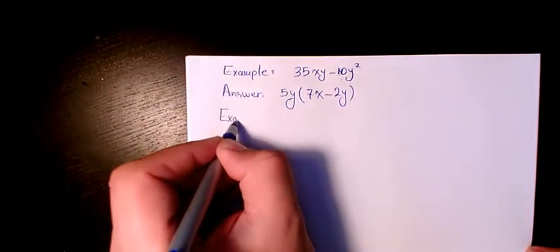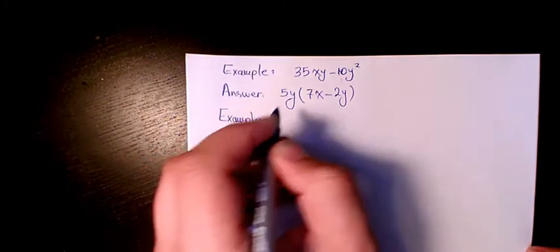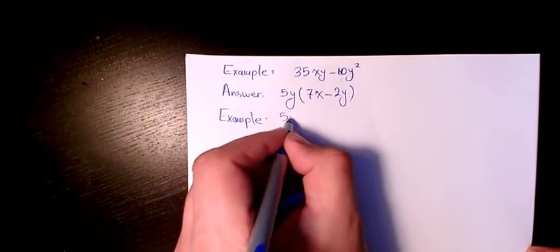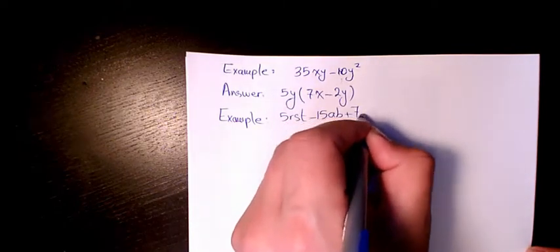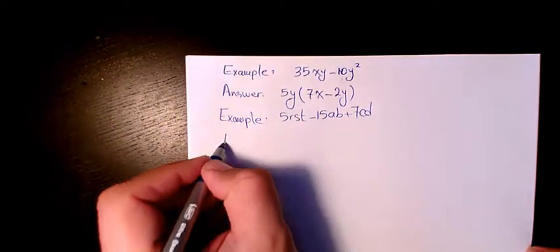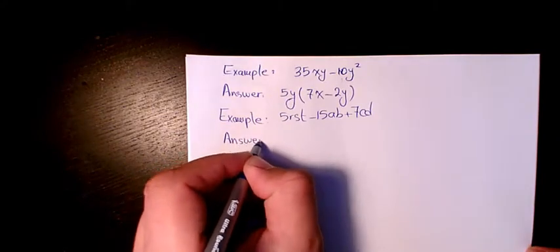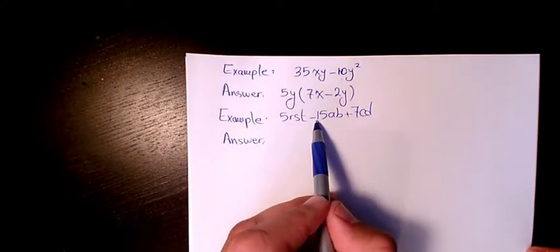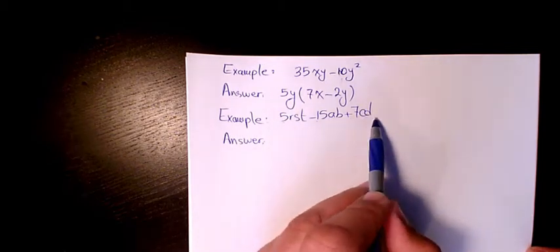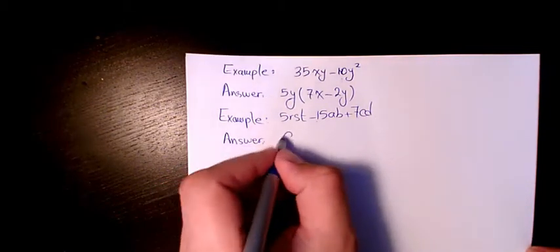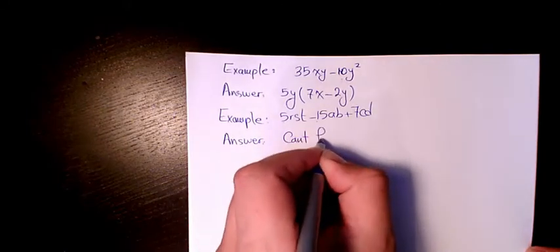Next example, 5rst minus 15ab plus 7cd. 5 and negative 15 and 7, no GCF. RST, AB and CD, no GCF, so cannot factor.